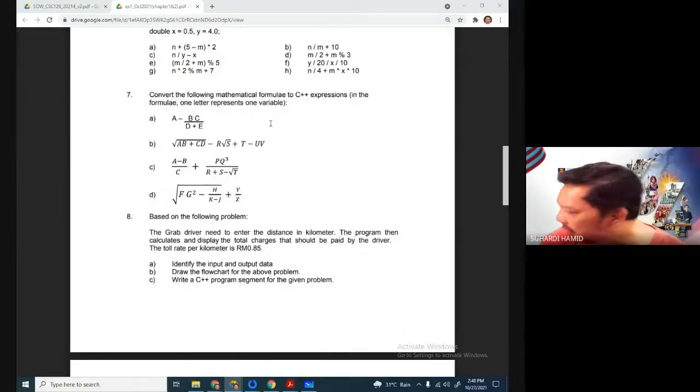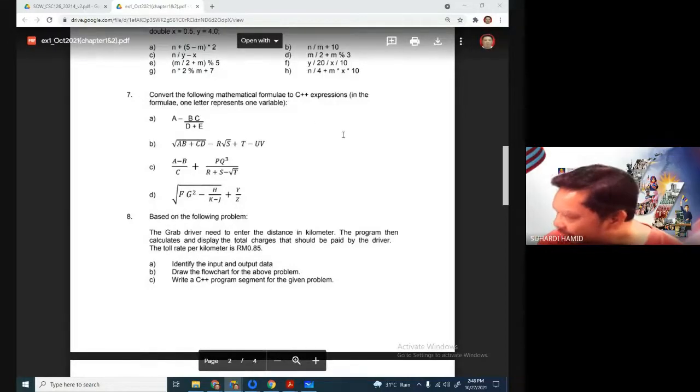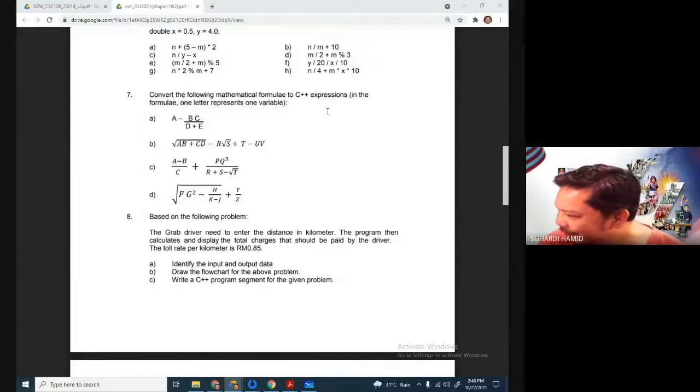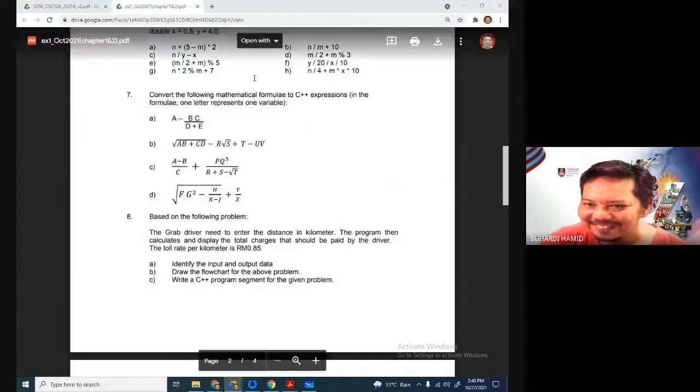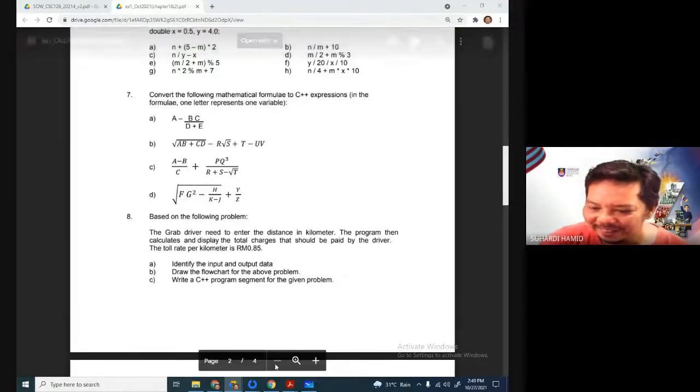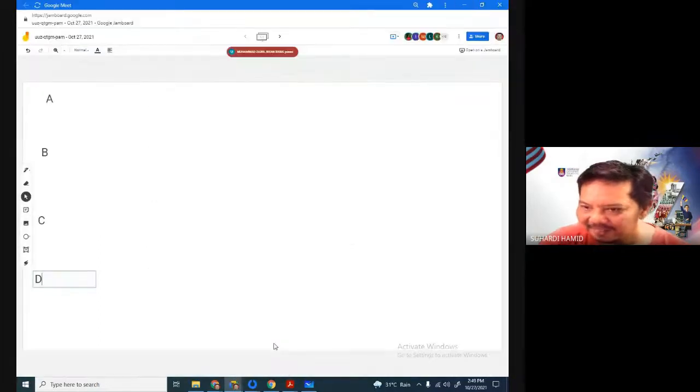I am going to select Zairil Ilfan for A, Murdiana for B, Naufal for C, and Nur Aisha for D. Okay? You write down your answers in here.